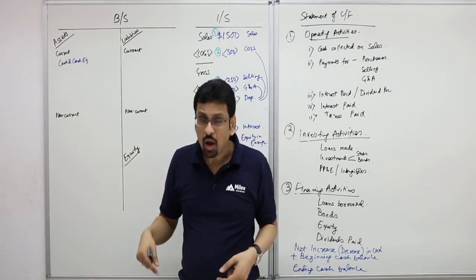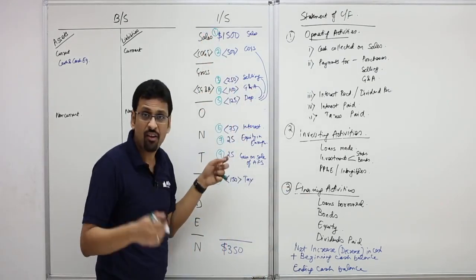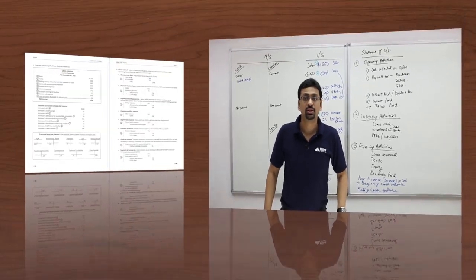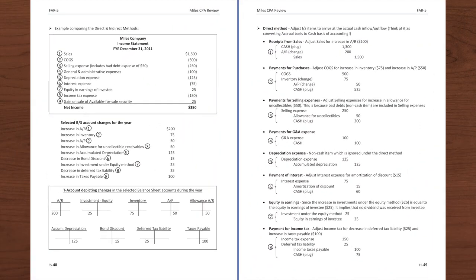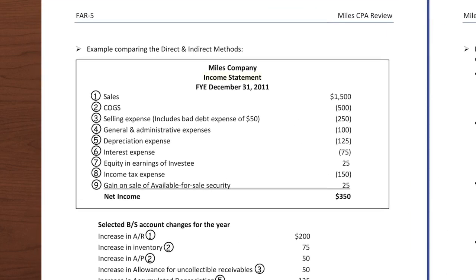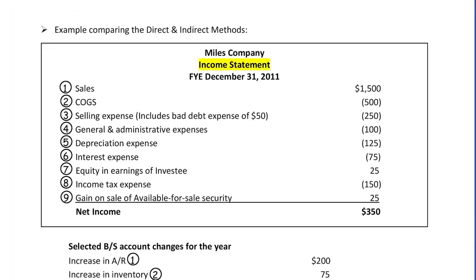So let's get to the book, put the numberings there with my green pen here, and we'll come back and I'll solve it for the direct method first. On page 48, we got the numbers for the example that I've just put on the board. On the top, you got the income statement: sales, COGS, SG&A, depreciation expense taken out separately, interest expense, equity in earnings, income tax expense, and gain on sale of available for sale security. And this one is a realized gain.